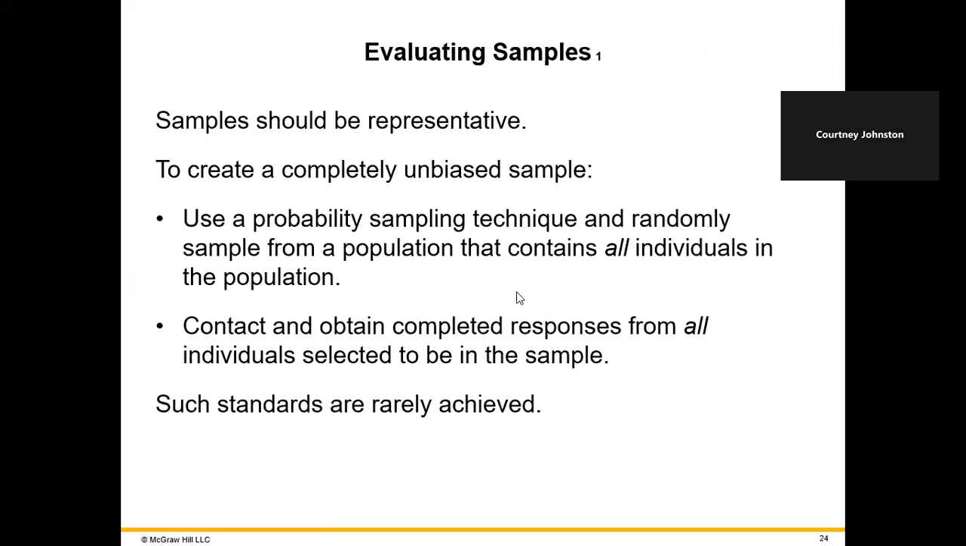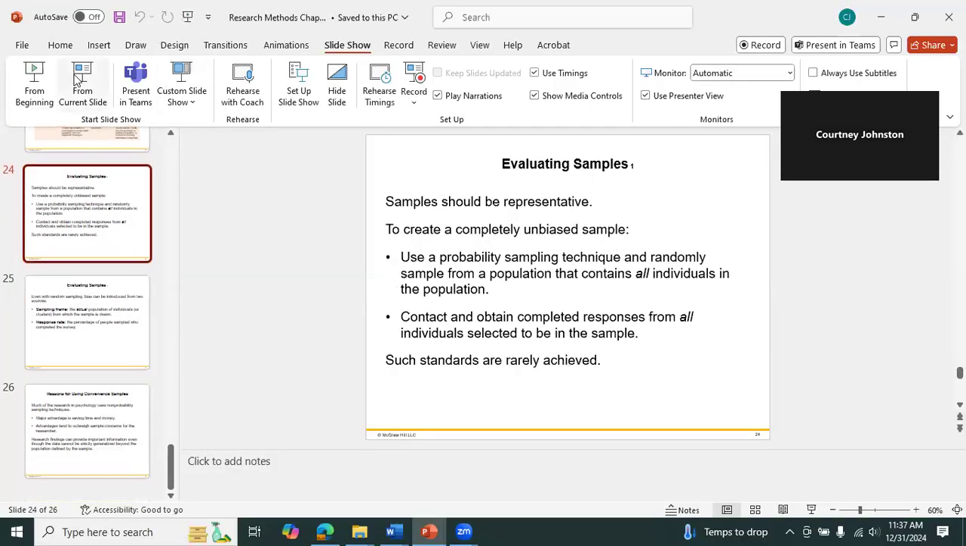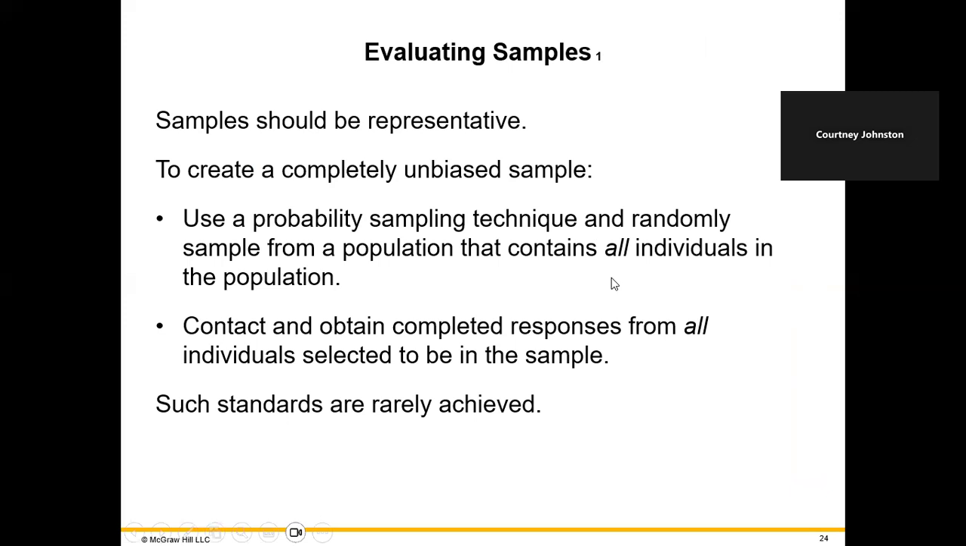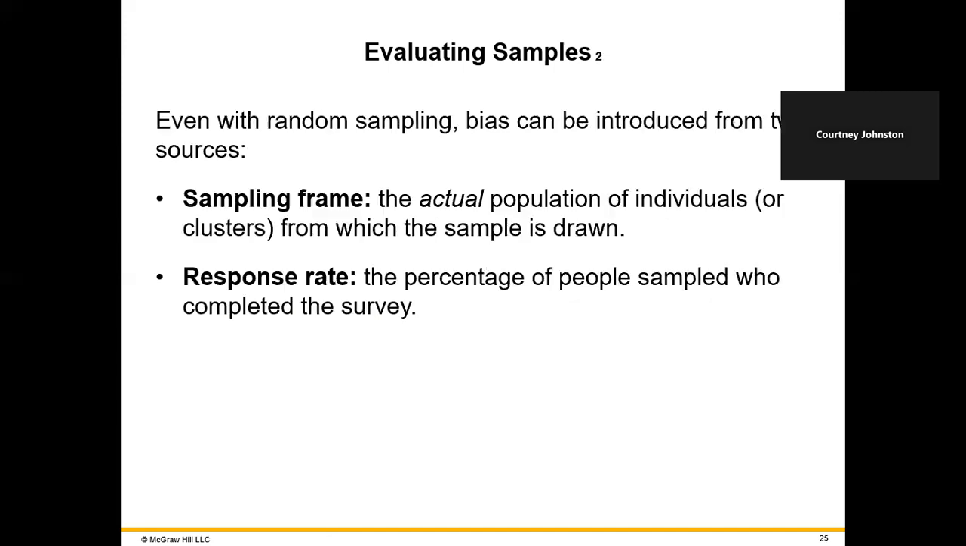Okay, so when it comes to evaluating samples, they need to be representative. They need to represent the population that you're studying. To create a completely unbiased sample, you should use a probability sampling technique and randomly sample from a population containing all individuals in the population. That would reduce all bias. We aren't going to do this in this class, but that would reduce all bias. And then contact and obtain completed responses from everybody in the sample. So you cannot have people that are dropping out of the sample. And again, it's rarely achieved. There's always going to be some sort of bias involved. And even with random sampling, there can be bias as well.